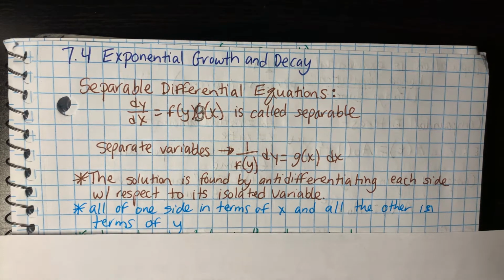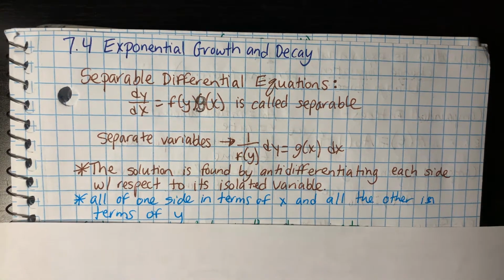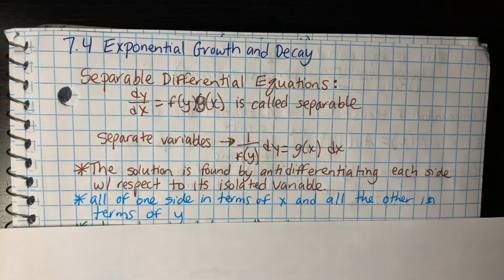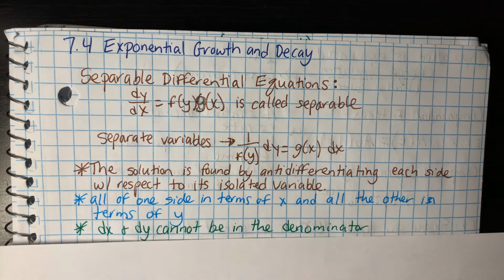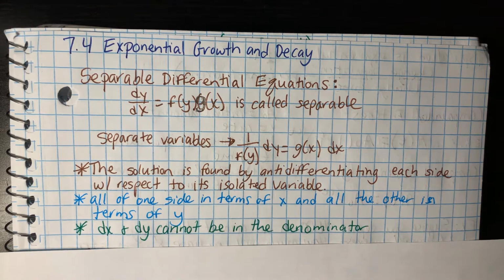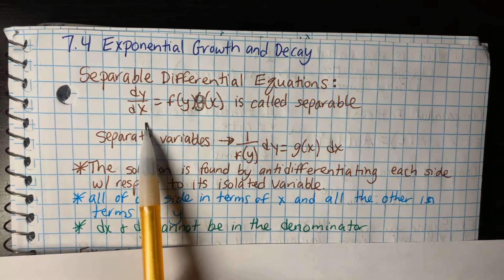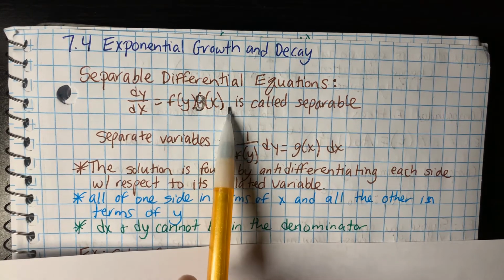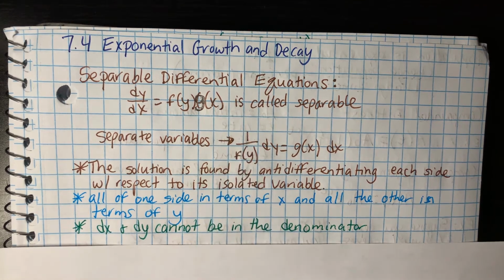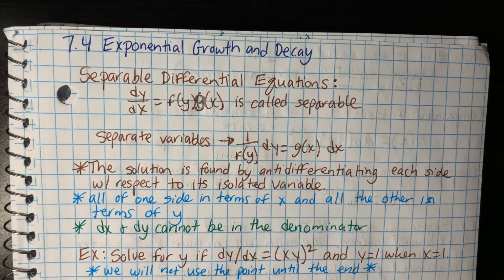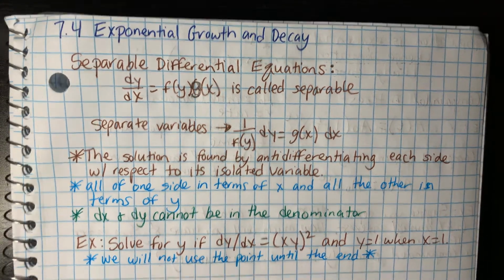Another way of saying that is that all of one side needs to be in terms of x and all of the other side is in terms of y. The other note for this is dx and dy cannot be in the denominator. So you need to move, for example, right here, we need to be able to move our dx over to this side so it's not in the denominator.